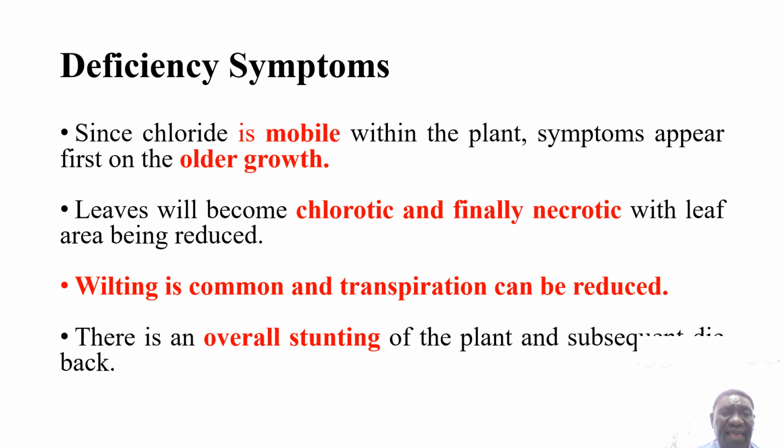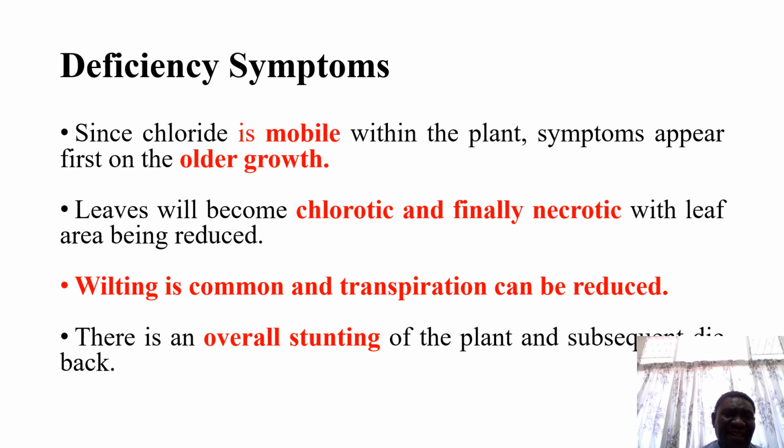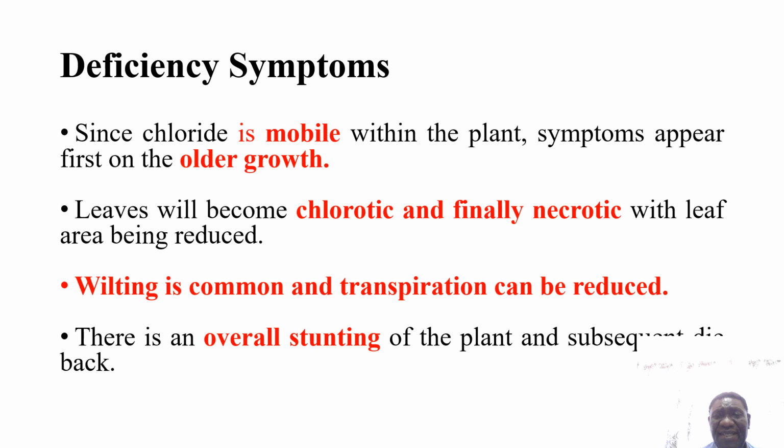Deficiency symptoms. Since chlorine is mobile within the plant, symptoms appear first on the older growth. Leaves will become chlorotic and finally necrotic, with the leaf area being reduced. Wilting is common and transpiration can be reduced. There is an overall stunting of the plant and subsequent dieback.